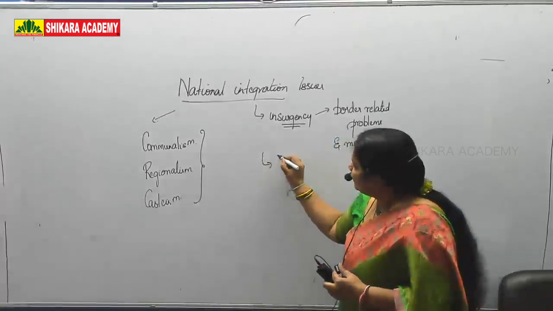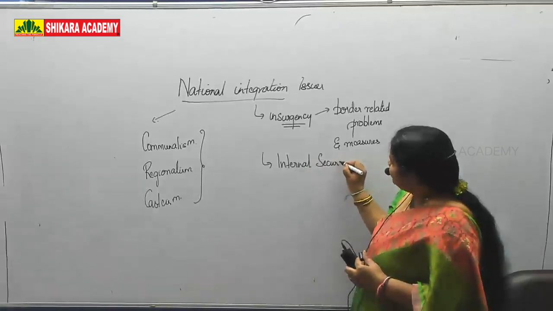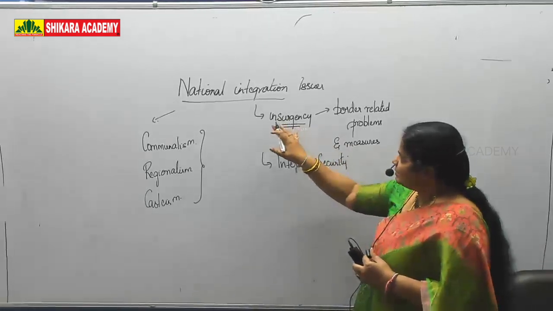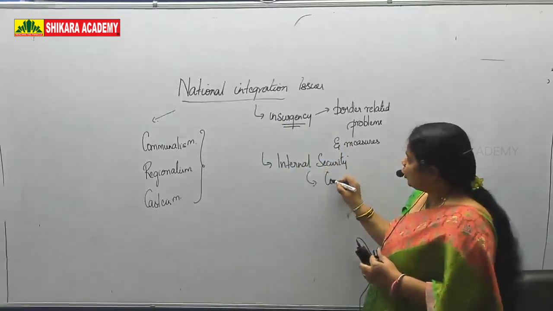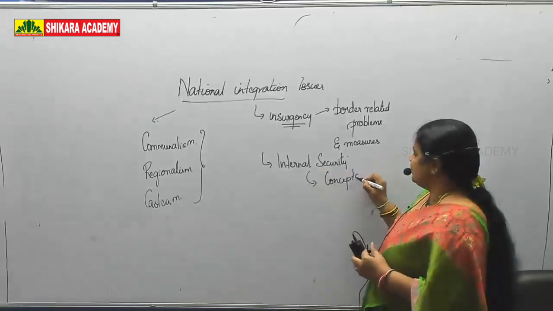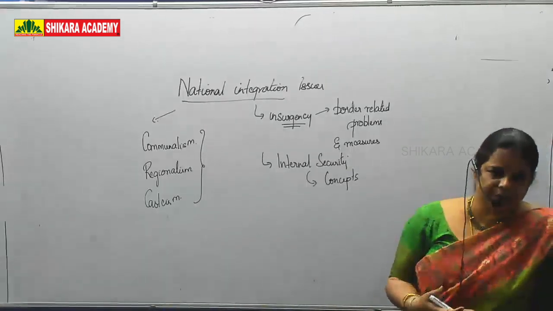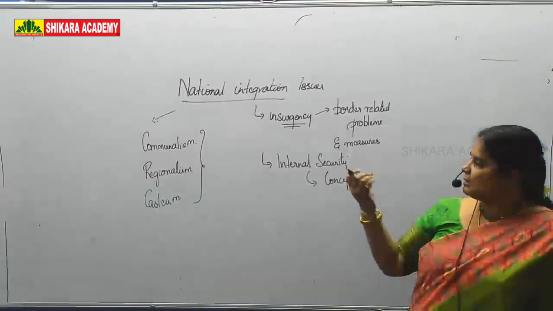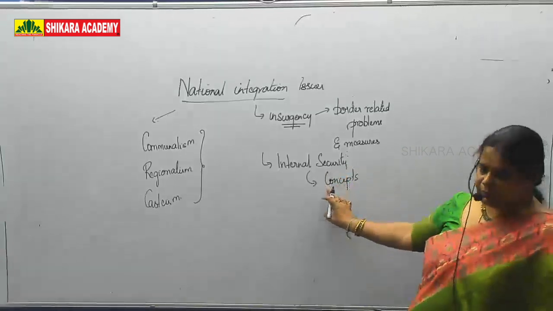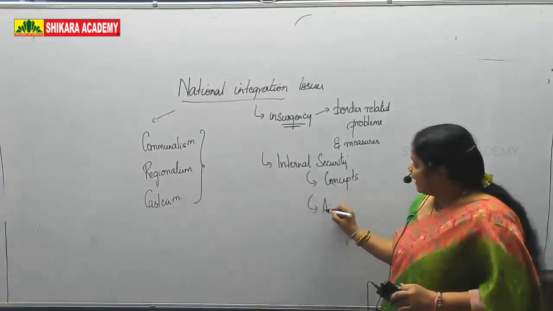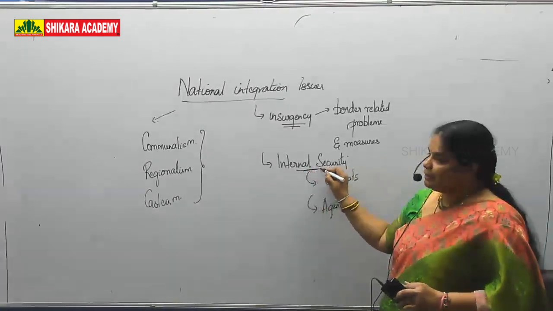Then there is a topic mentioned, internal security. Insurgency is a threat to internal security. Here we have to first discuss certain concepts related to internal security, beginning with what do you mean by internal security. Then we talk about state actors, non-state actors. We talk about terrorism. Terrorism is a threat to internal security. Maoism, extremism, all these meanings we have to know, that is concepts. Then we have to discuss the various agencies that work to maintain internal security in India.